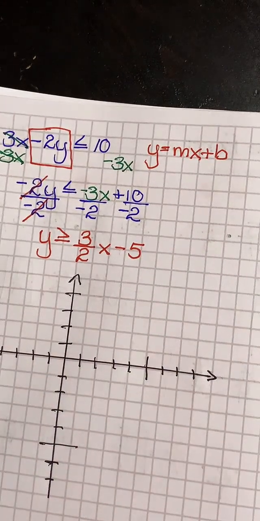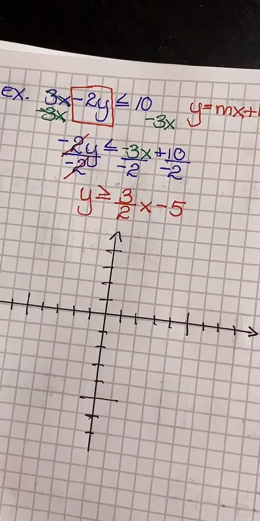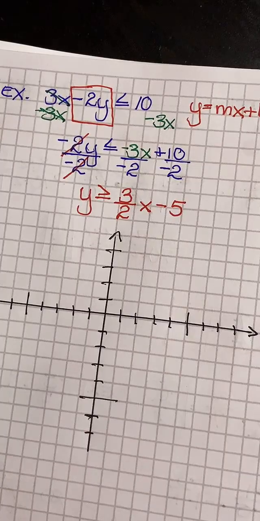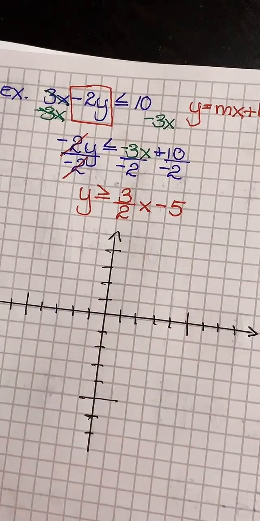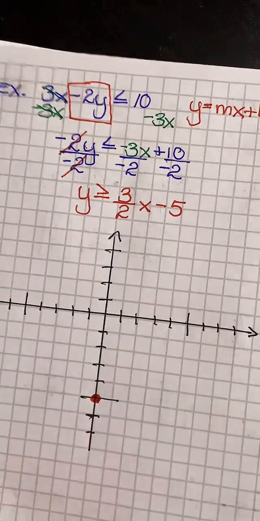Okay, so the starting point is a unit without the x or y. Yes, Mia, so where are we starting? Okay, the y-intercept. What is my y-intercept, or my b? -5. Awesome. So here we are with my -5 on the y-axis. That's where we're putting our point.